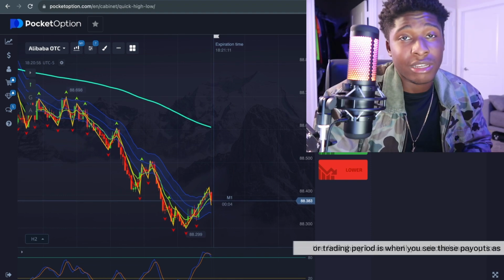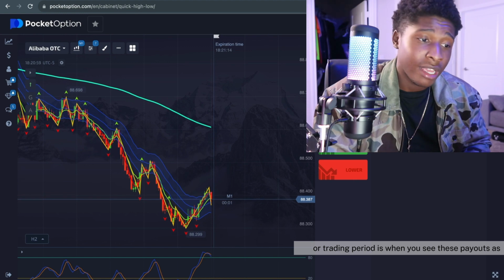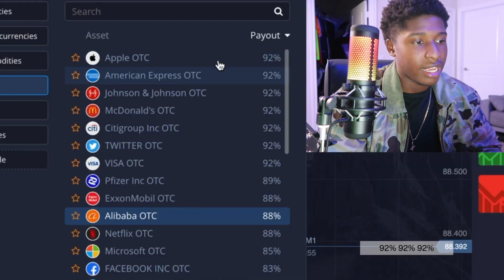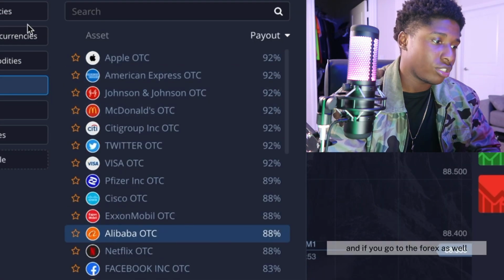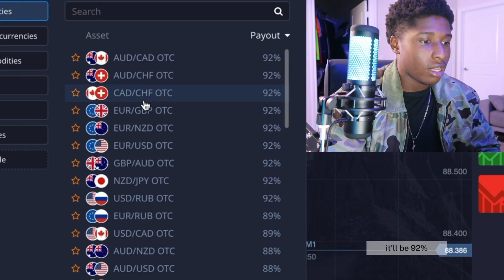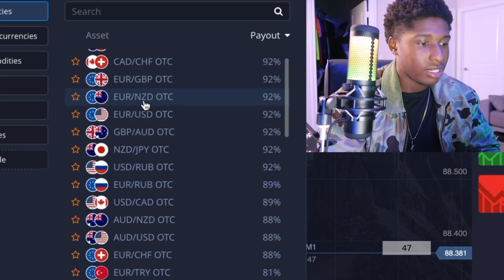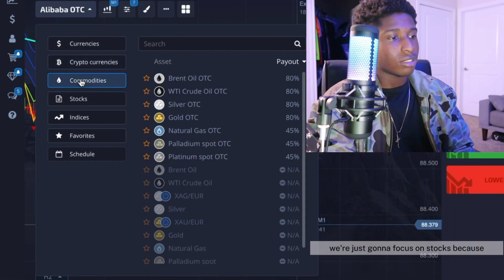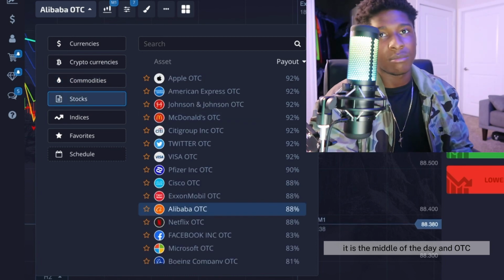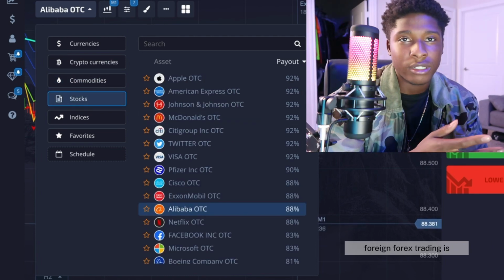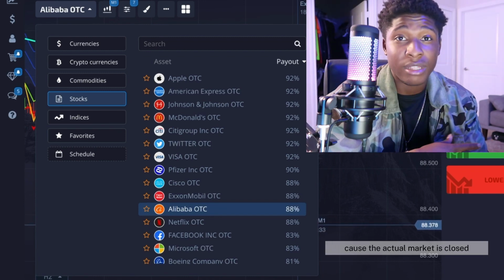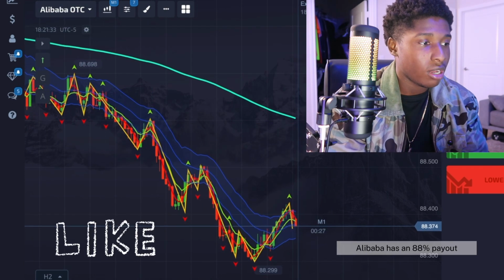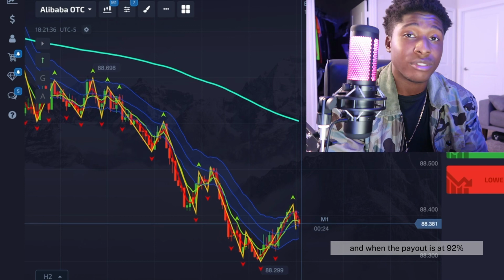And guys, the first thing I want to tell you about binary options, or trading period, is when you see these payouts, most of these payouts will say 92%. As you can see up here, 92%, 92%, 92%. And if you go to the Forex as well, it'll be 92%, and then you'll see 80 and 47, 60 and all that stuff. So right now we're just going to focus on stocks because it is the middle of the day and OTC Forex trading is kind of manipulated around this time because the actual market is closed. But anyways, we are on Alibaba right now, and Alibaba has an 88% payout.